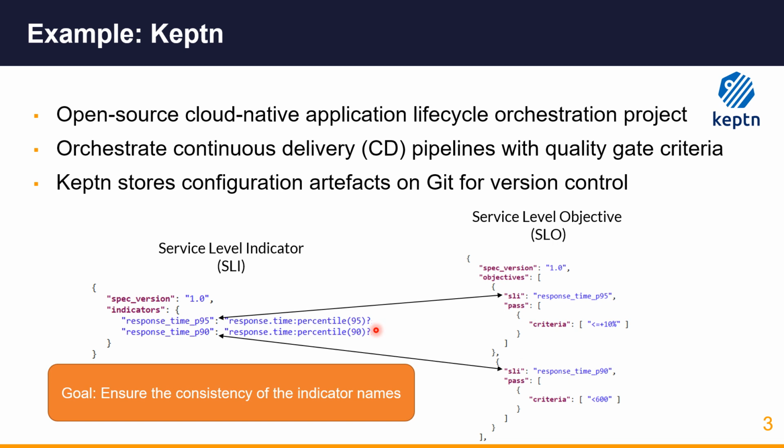As you can see in the example, the service level indicator and the service level objectives are depending on each other. More specifically, in the service level objective, you have to specify a service level indicator for which you define the pass criteria. These two languages use different configuration files to specify these settings. Without any help, you have to manually adjust that the service level indicator name is the same as the one that you are using in the SLO file. Therefore, our goal was, in this running example, to ensure the consistency of the indicator names.